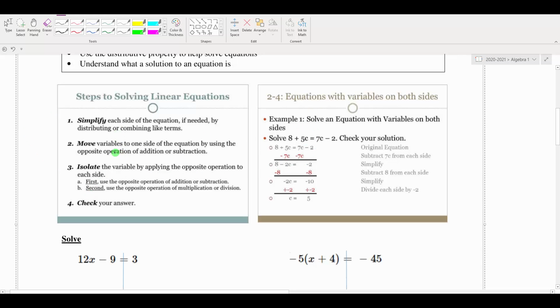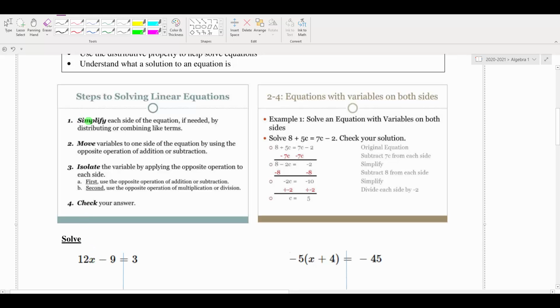Remember, when we're solving an equation, our goal is to find a value of x that makes this entire statement true, right? So whatever number I come up with, I want to be able to plug it in for x and get a 3. Right? So I would plug in some number and get a 3. That's how I know I found the right solution.